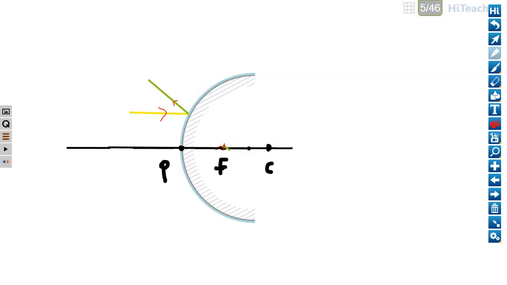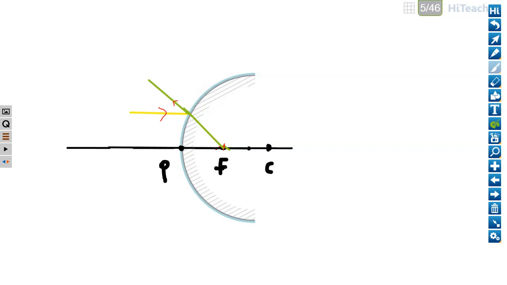I'm talking about the reflected ray. If you extend the reflected ray, it appears like it comes from where? Like it comes from the focal point, from this point. Extend it by using the ruler for sure. Don't use your hand. It appears like it comes from where? From the focal point.